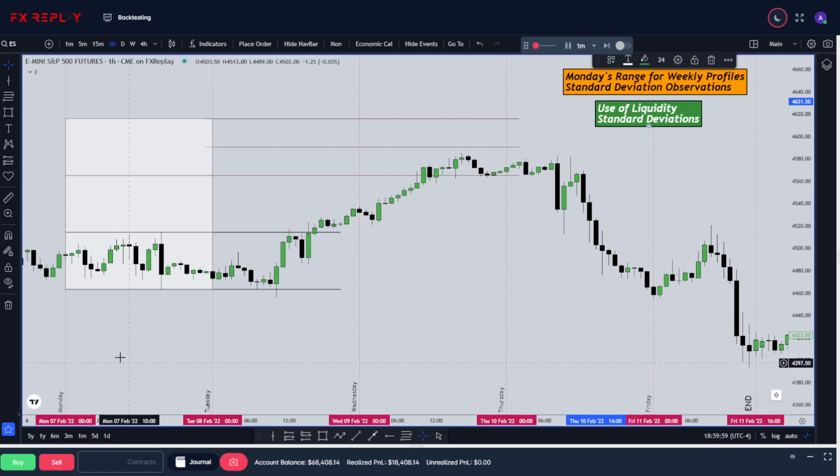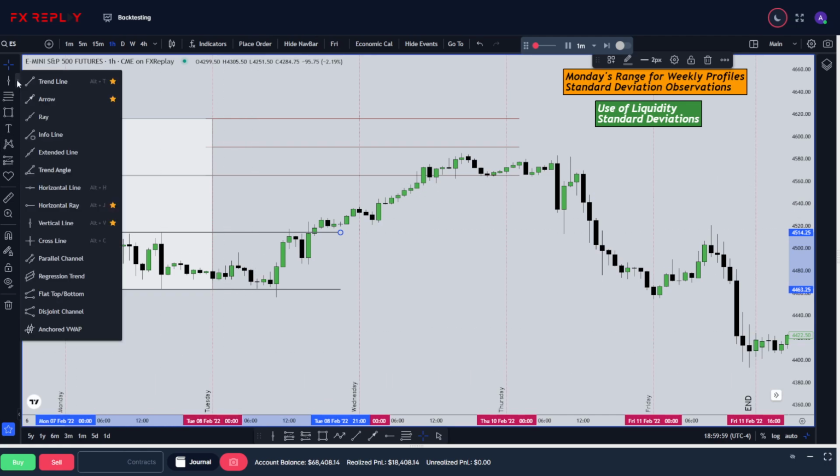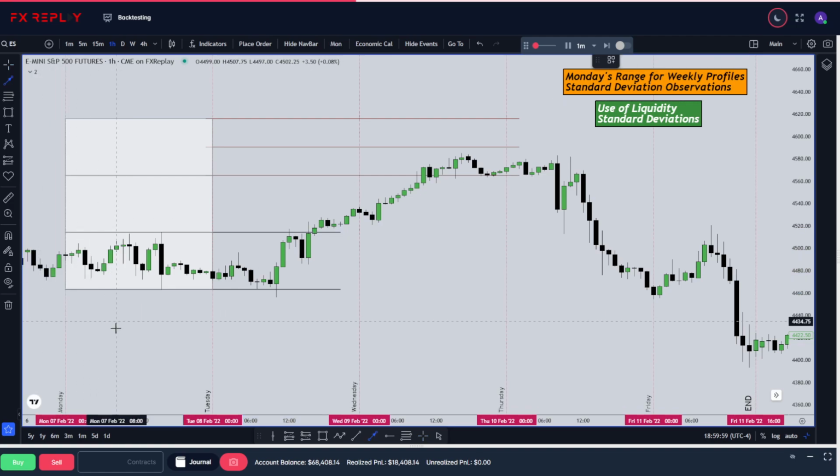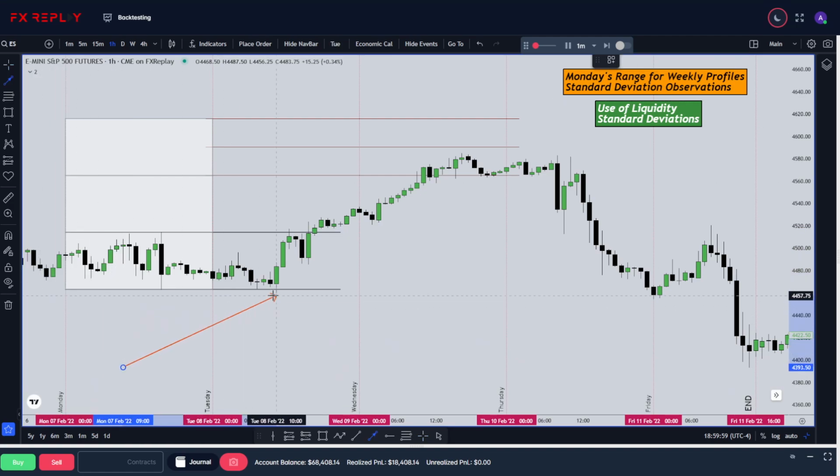So if we see Monday, in this example from 2022, I'm using FX Replay to kind of go back in time. I've marked out the Monday range from high to low. That's this gray line. And then I've used the standard deviations as the white boxes. So observations around liquidity and standard deviations. So I'm looking at things like when price sweeps the low, how does price react for the next day?